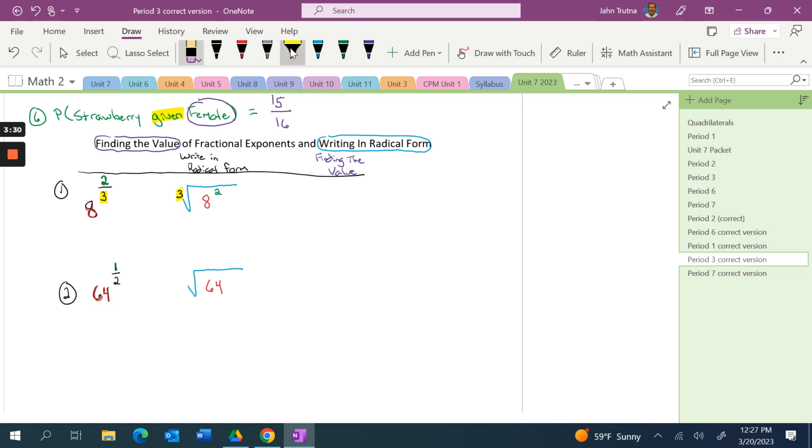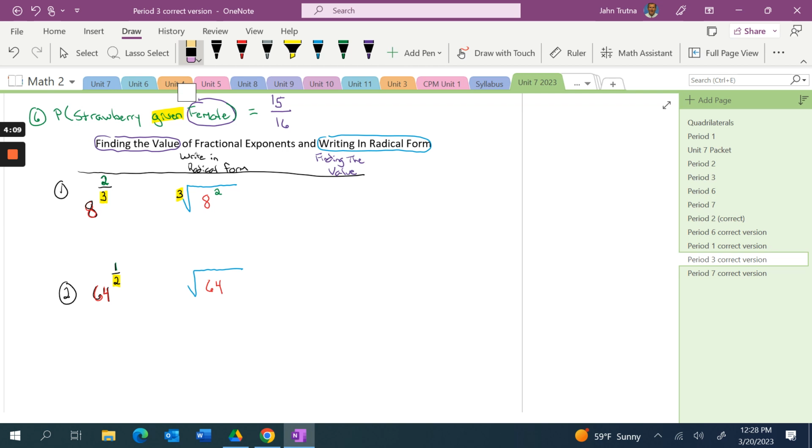You don't write it. Then you take the denominator of the exponent, which is a 2, and you're going to put it right here as the index, okay? Now, if the index number is a 2, you do not write it. It's invisible. So if you do not see a number there, that means the index is a 2. So 64 to the 1/2 power written in radical form would be the square root of 64. Remember, there is a 2 right there for the index, and there's a 1 there for the exponent.